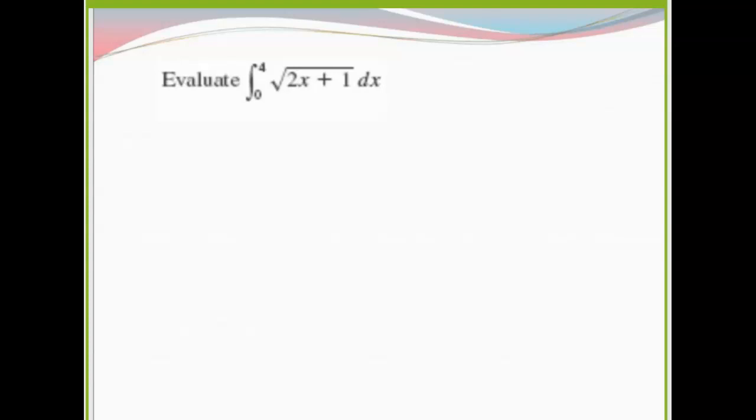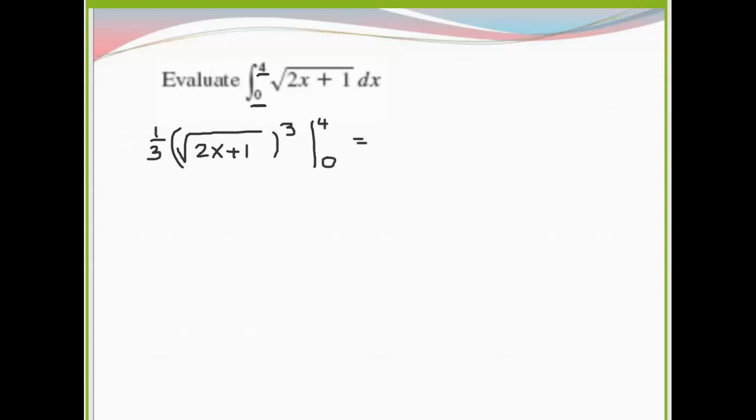So this example here, right? This is the very, very first example we looked at. But what's the difference? Now it has a bound from 0 to 4. This was the very, very first example we did, and our answer was 1/3 the square root of 2x plus 1 cubed plus c. So if it has bounds, you drop the plus c and you evaluate from 4 to 0.